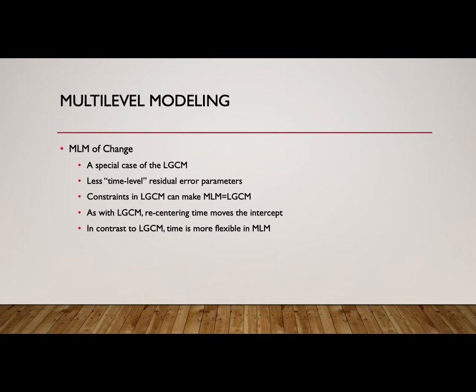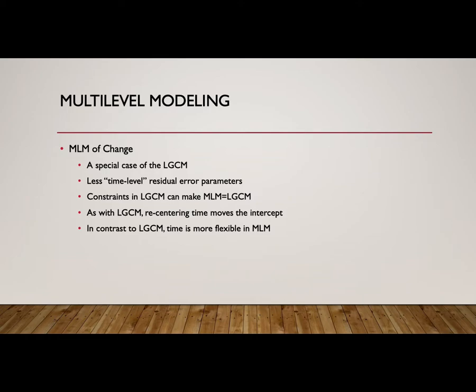In the latent growth curve model, we get a slope of time, and we get an intercept. What is our intercept? It's the average level of the variable at any time point, whatever time point is coded as zero. And the same thing applies in multi-level modeling if you use time as your predictor.